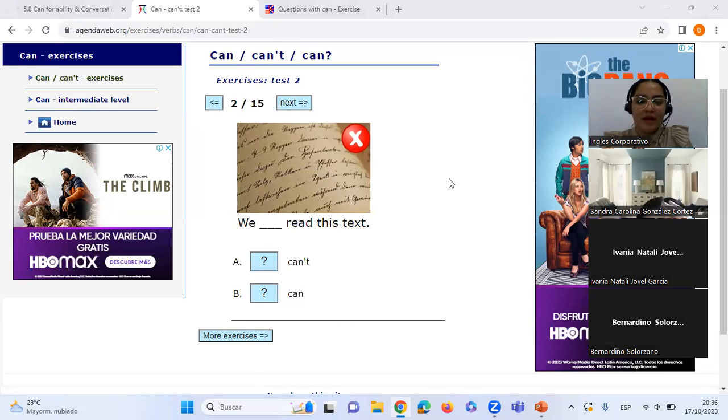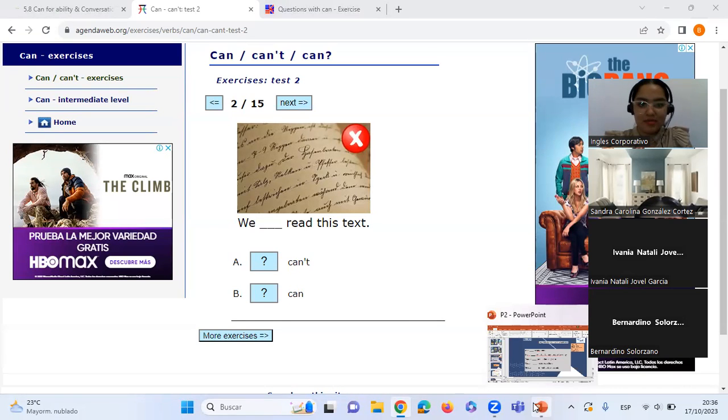Ok, tenemos una pista. Ahí espero que se fijen en la imagen, a ver si es negativo o si es positivo. Okay.